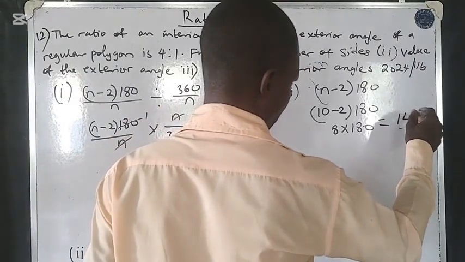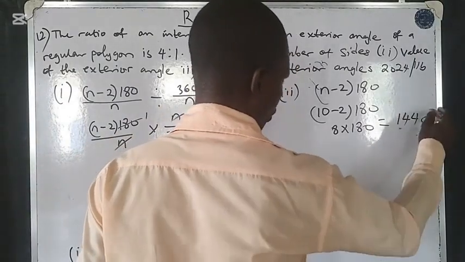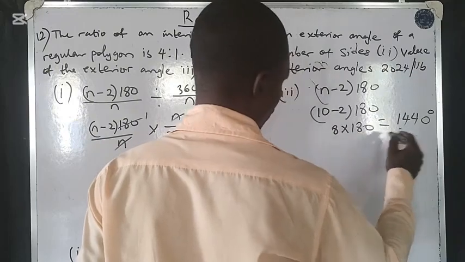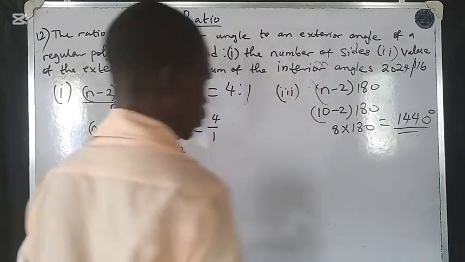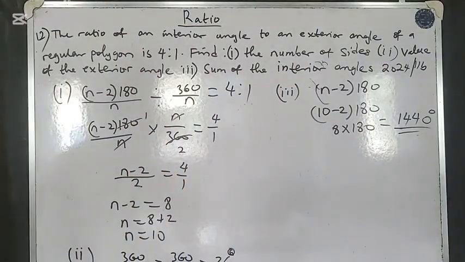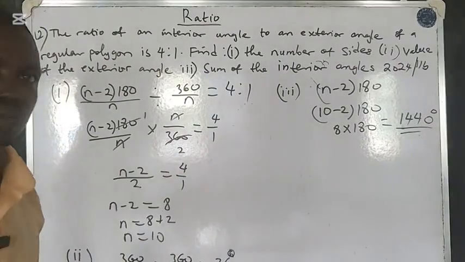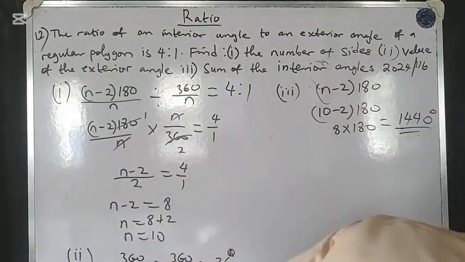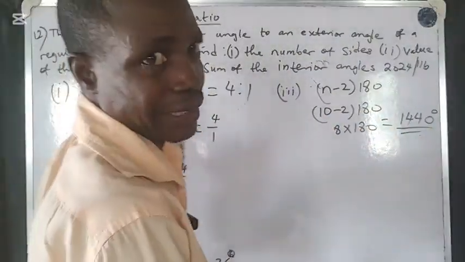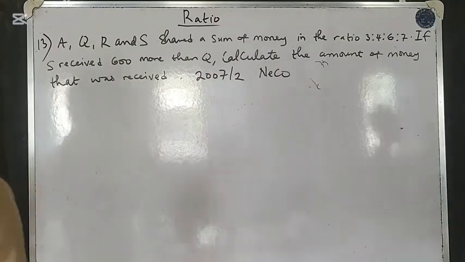That will give us 14. 8 plus 6, that's 14. So the sum of the interior angles is equal to 1,140. That's the end of number 12 question. Let's move to number 13 right now.